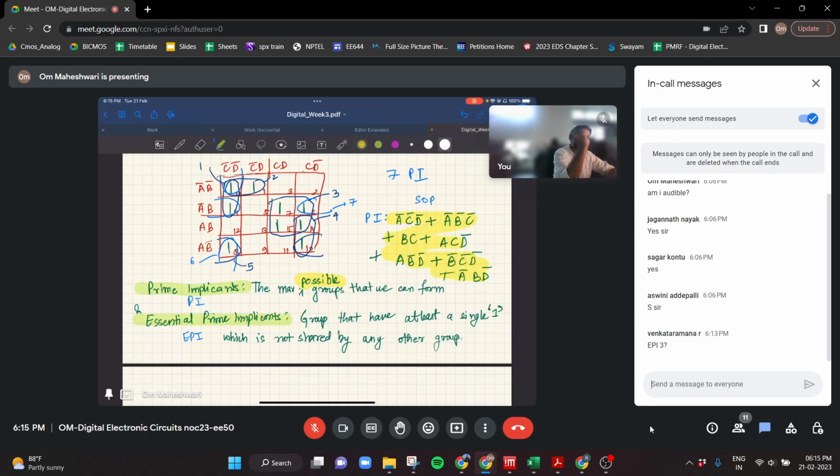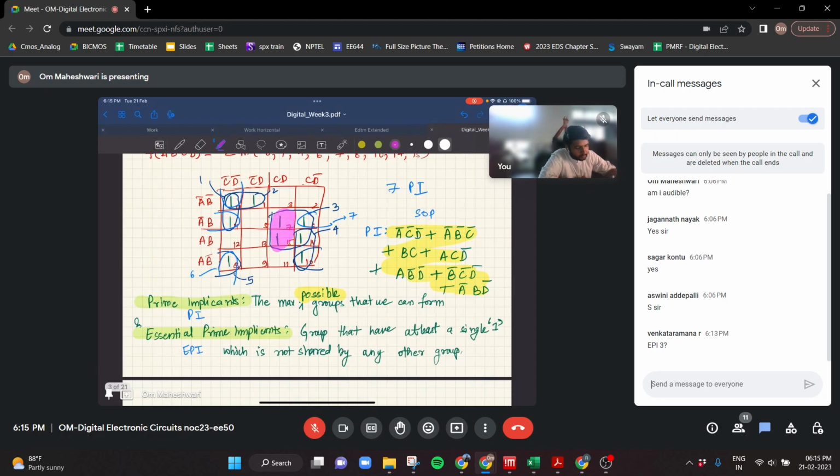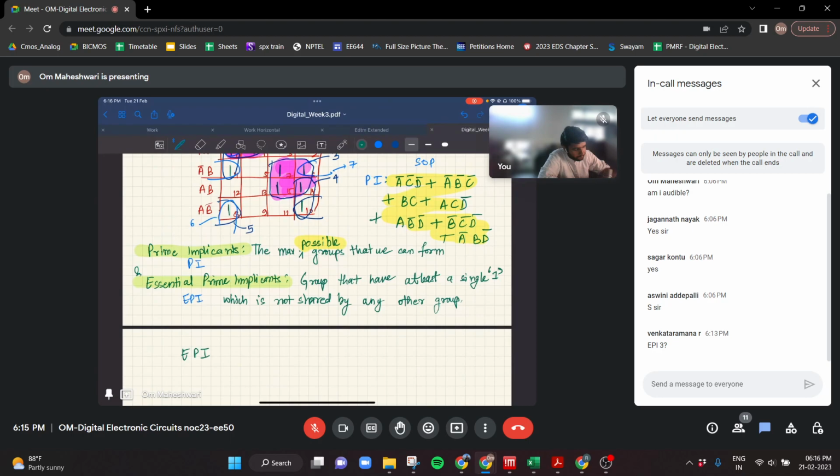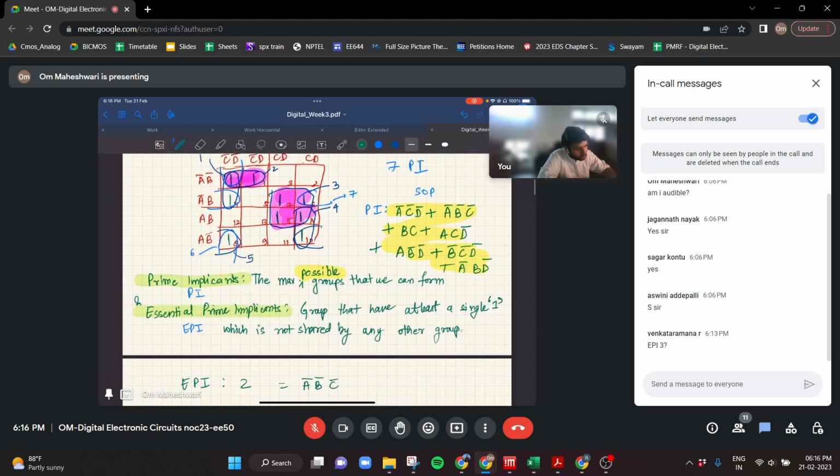Now let's look at EPIs. Venkataraman says three EPIs. Let me check. We have only two EPIs, right? If you see here, these two ones are not there in any other group except this group, and this one is not there in any group except this group. So we have only two EPIs: A bar, B bar, C bar, plus BC.